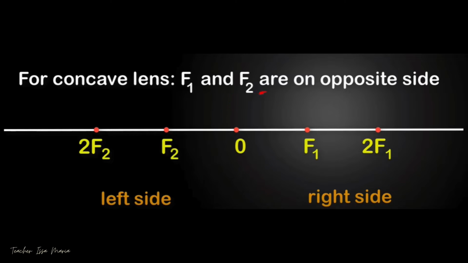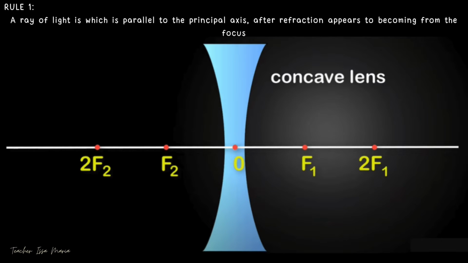Second, the optical center or the vertex. This is the exact center of the lens. And the third one, focal points. This is located on both sides at equal distance from the center. But here's the trick. For a concave lens, rays seem to come from the focal point, not pass through it.